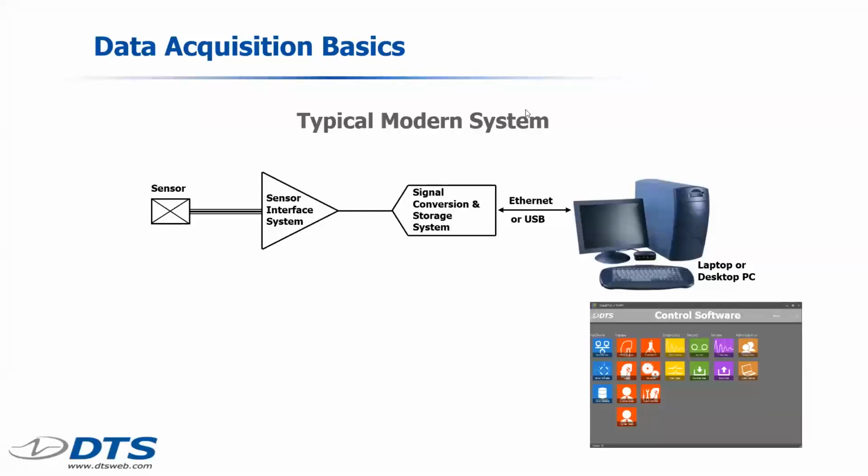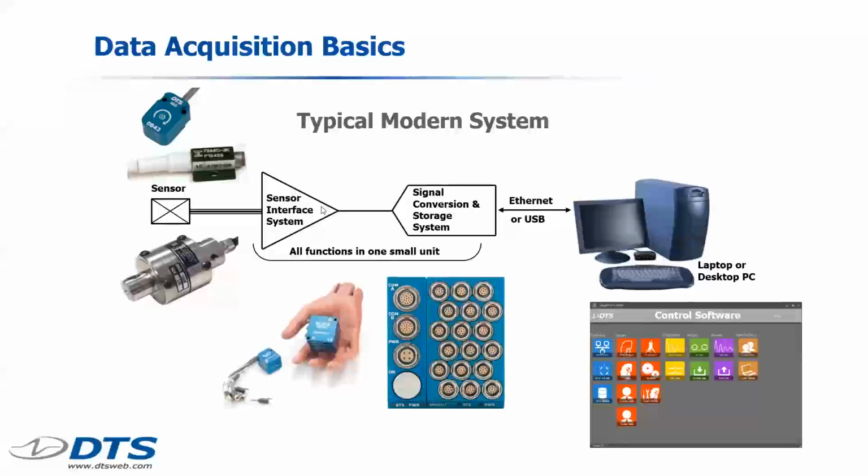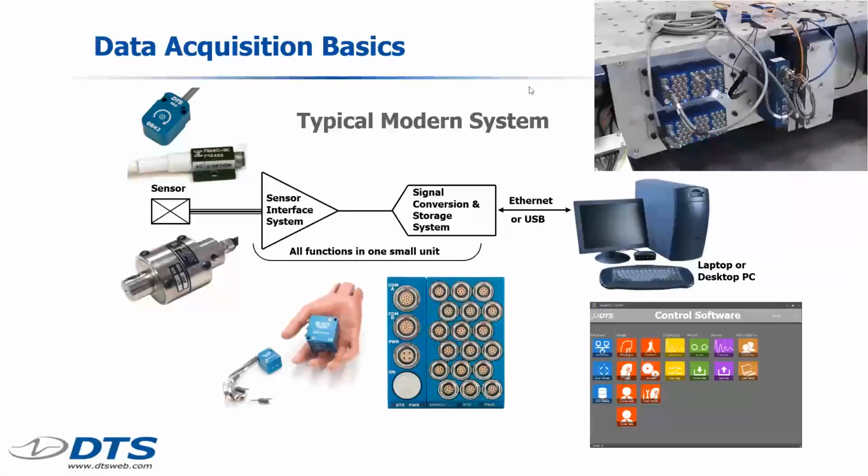So let's take a look at a typical modern system. It starts with sensors. We have an array of various sensor types that can be any type of physical sensor. Those sensors plug into a small unit which contains all of the features of the sensor interface system, signal conversion and storage, and a communications interface via Ethernet or USB to a laptop or desktop PC. Then we install that system onto, for example, a sled, a vehicle, or a product that we're going to test, and communicate via a single long communication cable.